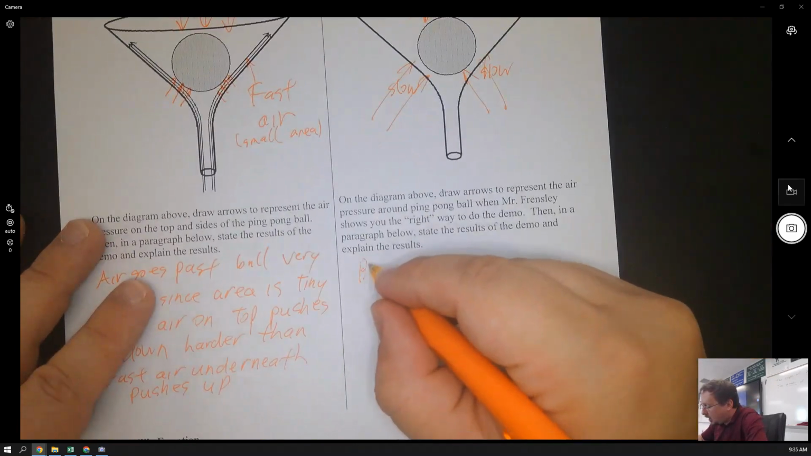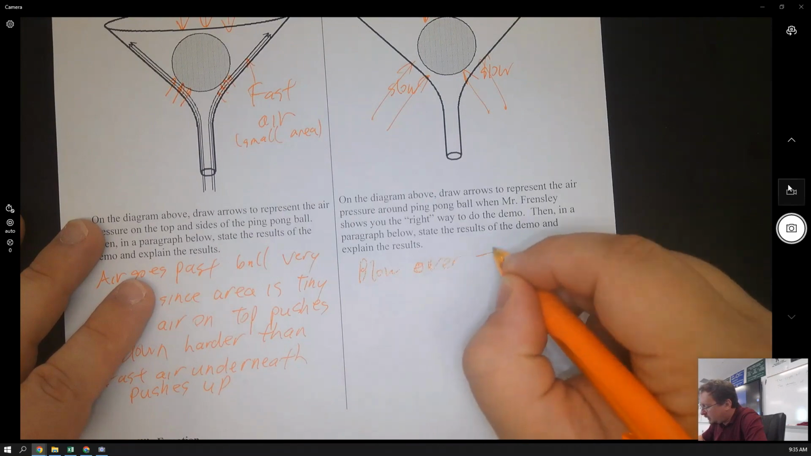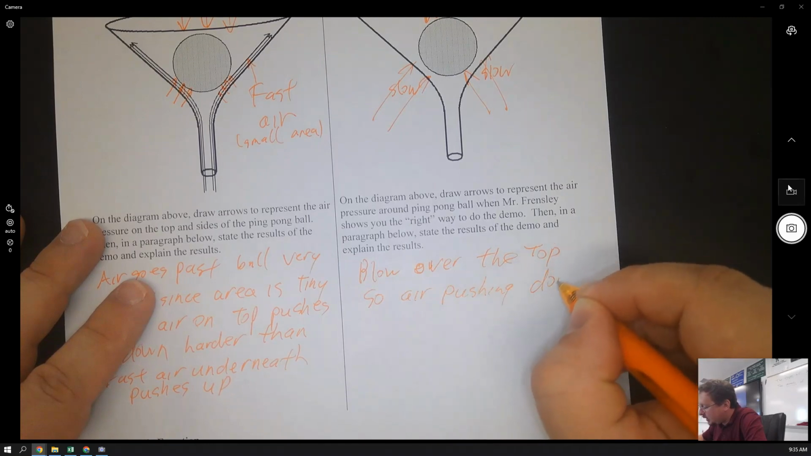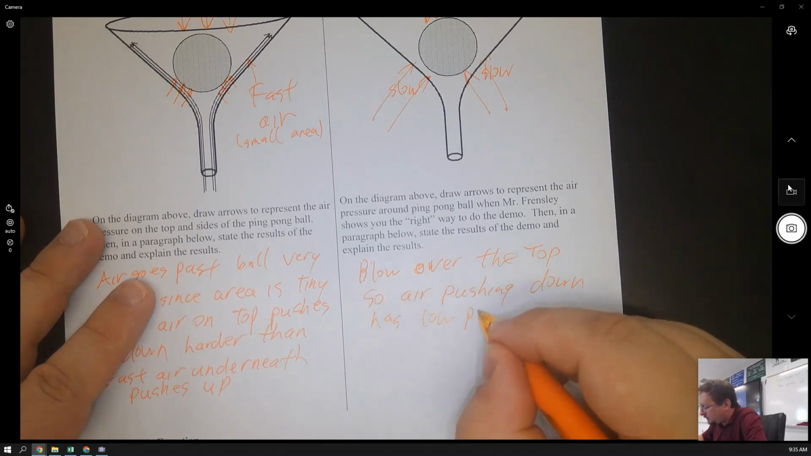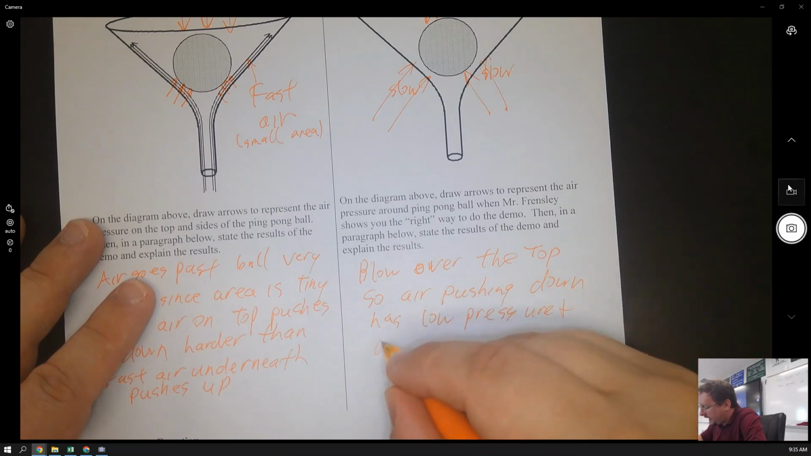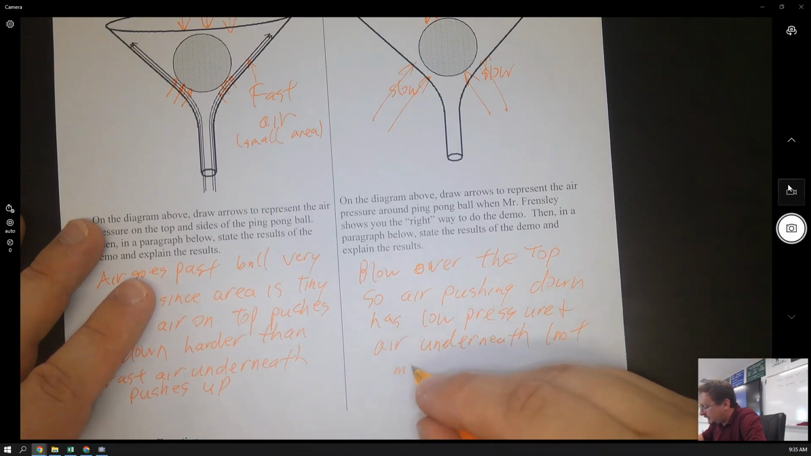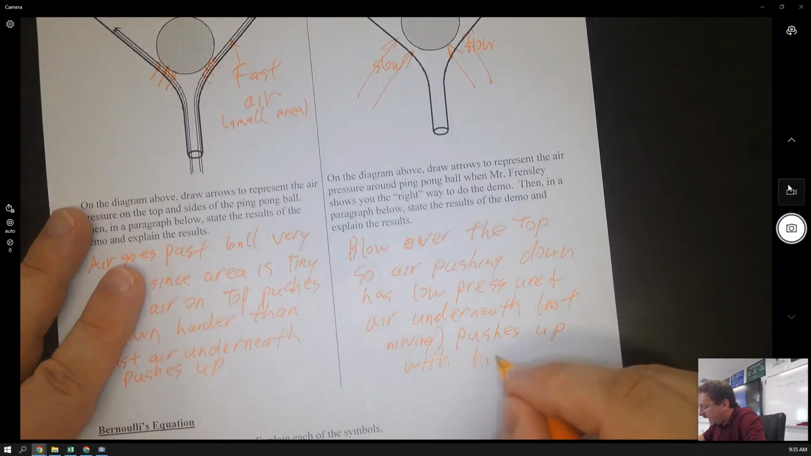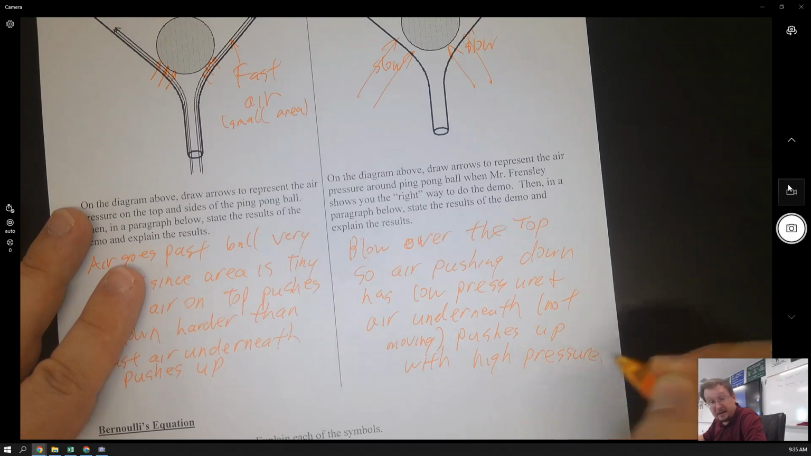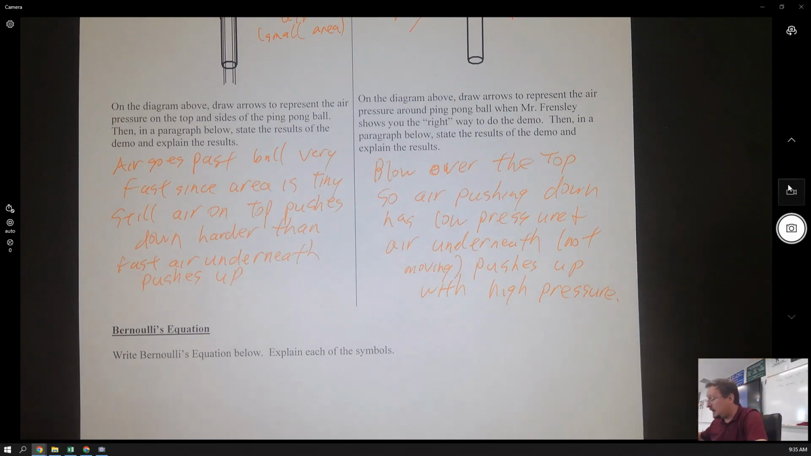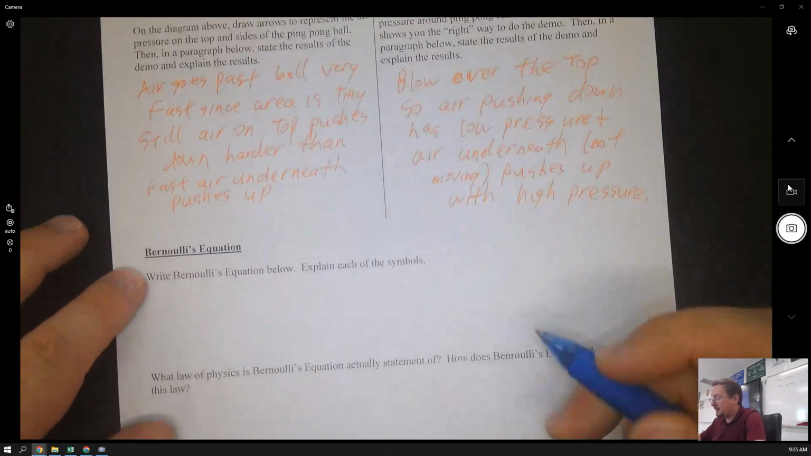All right, so blow over the top. So the air pushing down has low pressure, and the air underneath, which is not moving, pushes up with high pressure. So this is a great day. And I would not take a whole day on these demos, but between these demos and maybe the flow rate, I would take a day on just quickly doing flow rate and then showing these demos, having your students do them themselves.